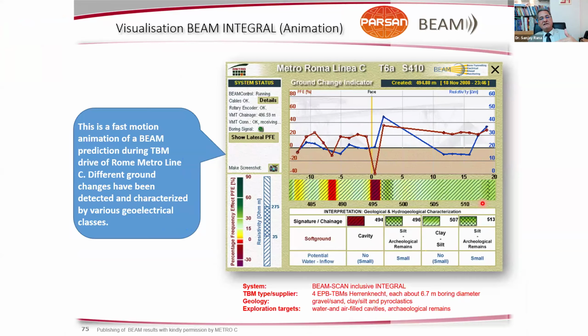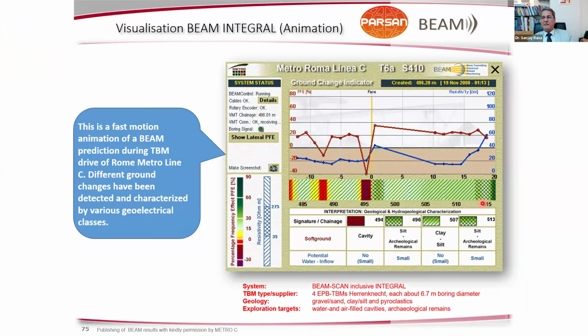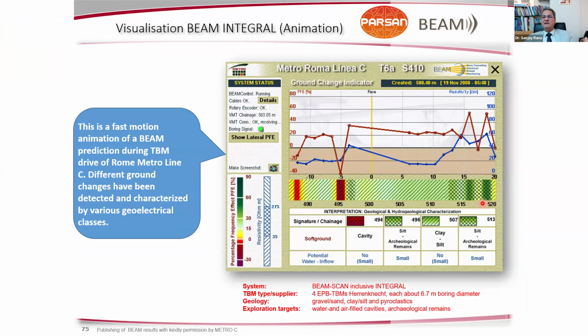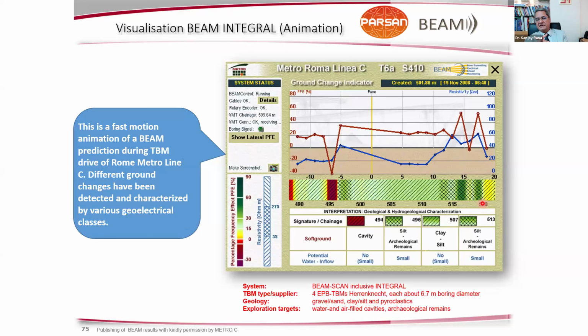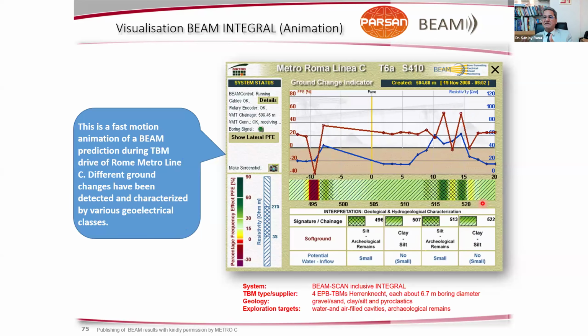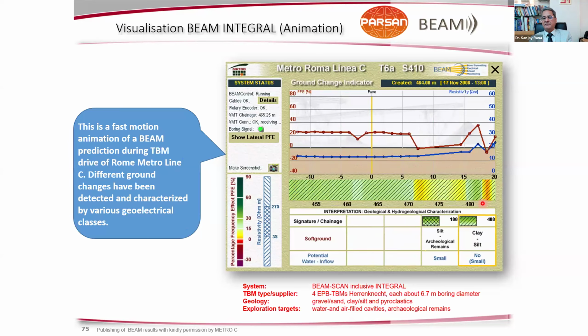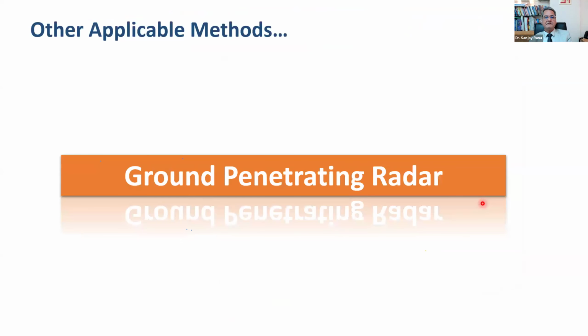And this information is seen in the steering cabin of the TBM, and is transmitted in real time to the engineering office, to the head office, to any office around the world. You can transmit it, okay? So people can take decisions. 3 times the tunnel diameter is the zone from which you get the information. So this is a very strong method for TBM tunneling.